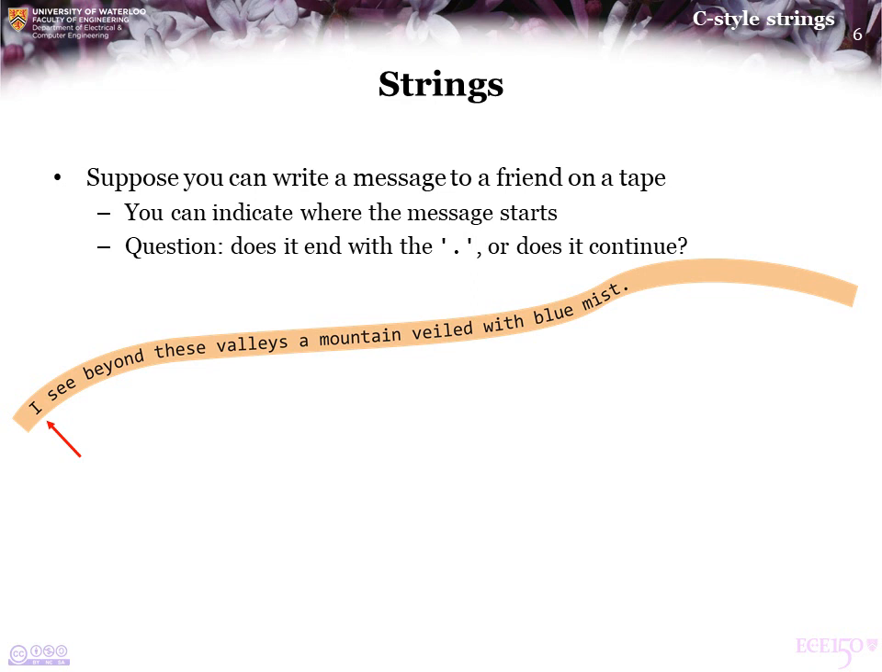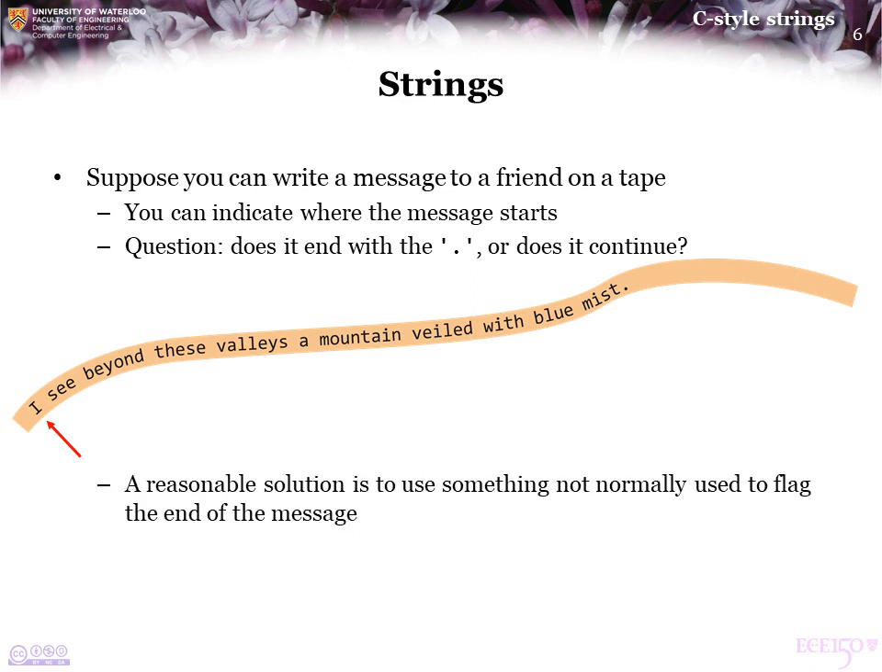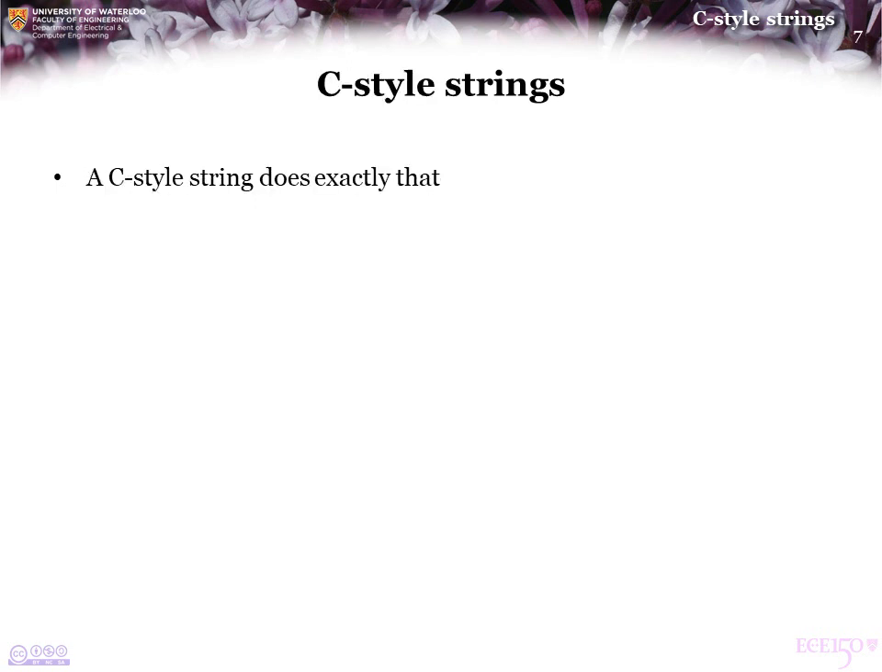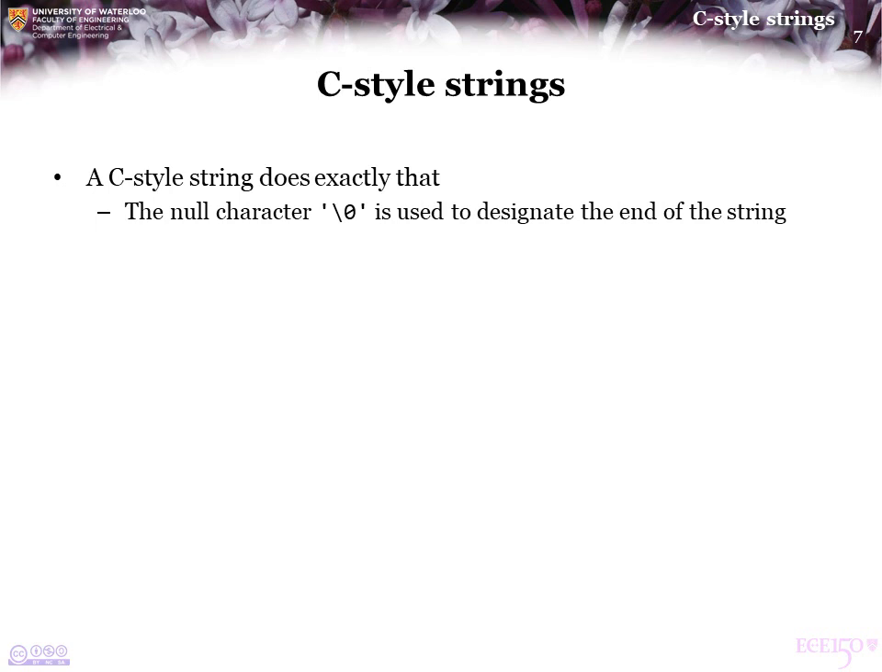Well, if you were passing this on to your friend, a reasonable solution would be to use something that is not part of the alphabet to flag the end of the message. So you might just add a scrawl, and that way your friend knows that that is the end of the string that you're indicating. That's exactly what a C-style string does. A C-style string uses the null character to designate the end of the string.